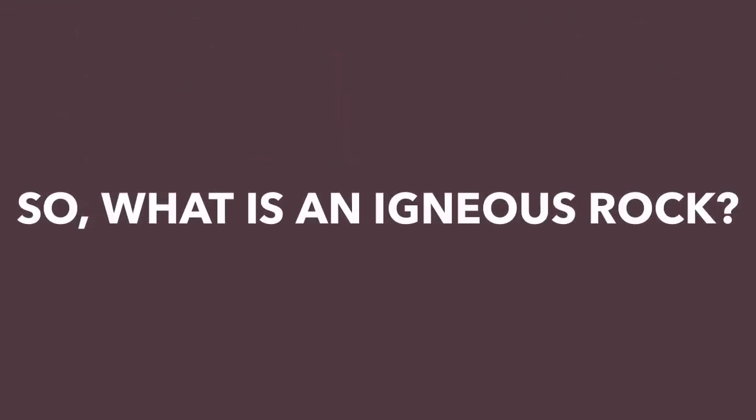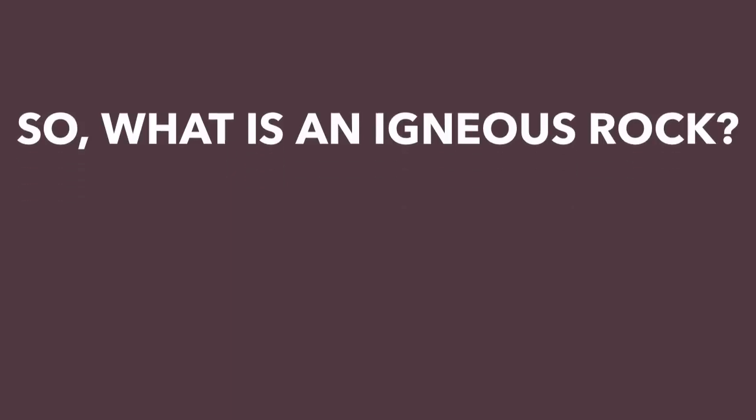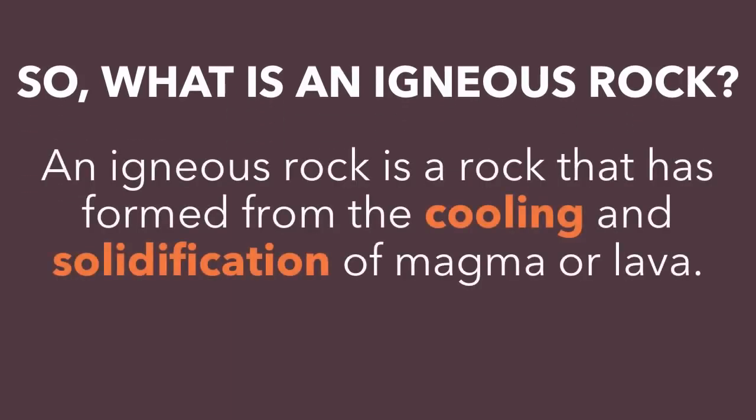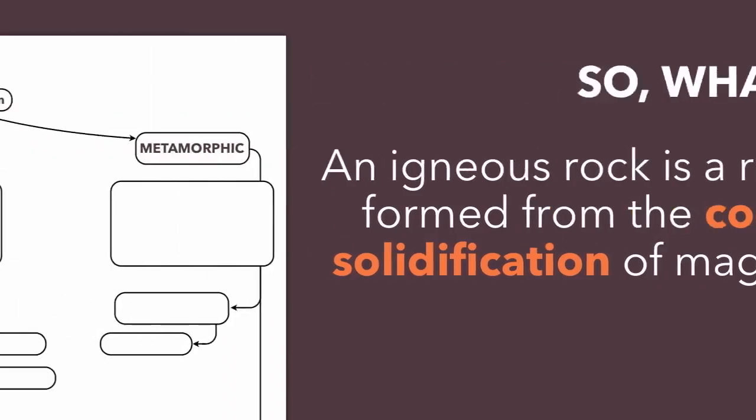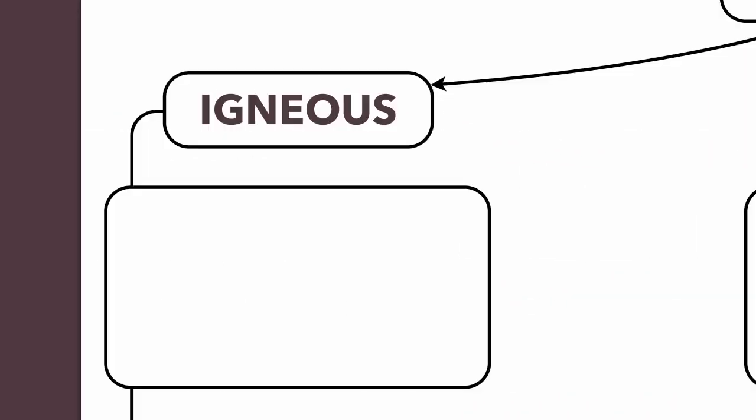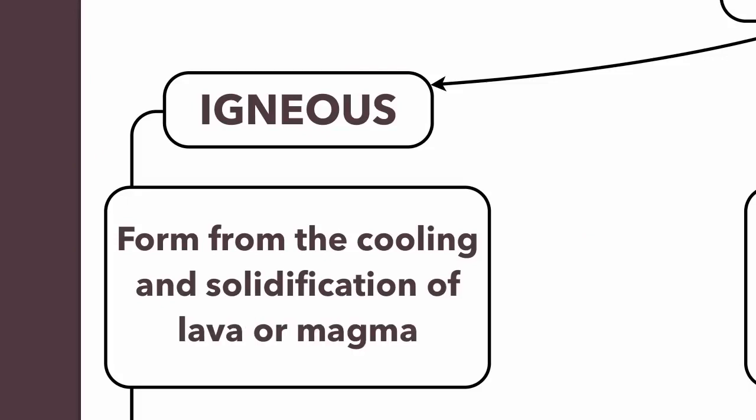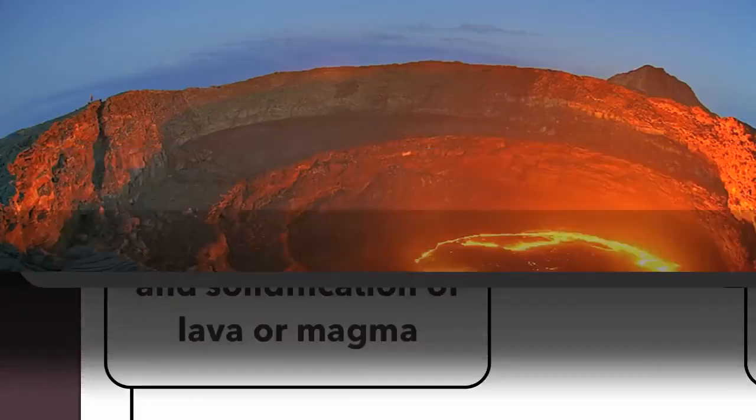So what exactly is an igneous rock? An igneous rock is a rock that formed from the cooling and solidification of magma or lava. Okay, let's add that. So they form from the cooling and solidification of lava or magma. Now what that means is that when molten rock cools down and essentially turns into a solid, that is what an igneous rock is formed from.